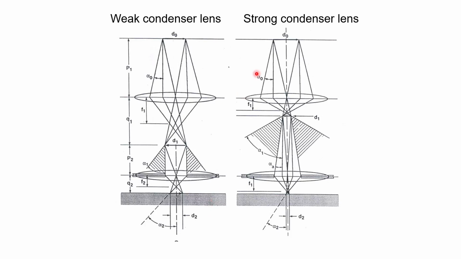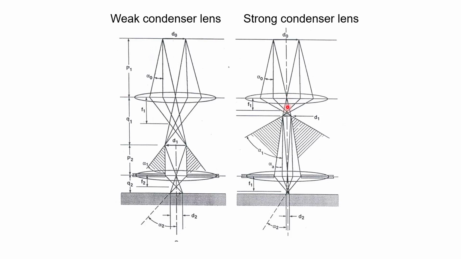Lastly, I will discuss the effect of condenser lens strength and the working distance, and then we will move towards the assignments. Here I have two cases: the weak condenser lens and the strong condenser lens. This is our condenser lens. In case A, it is a weak condenser lens. The weak condenser lens will focus at a higher distance compared to the strong condenser lens. The stronger the lens, the nearer the focal point, and it will focus at a smaller distance.